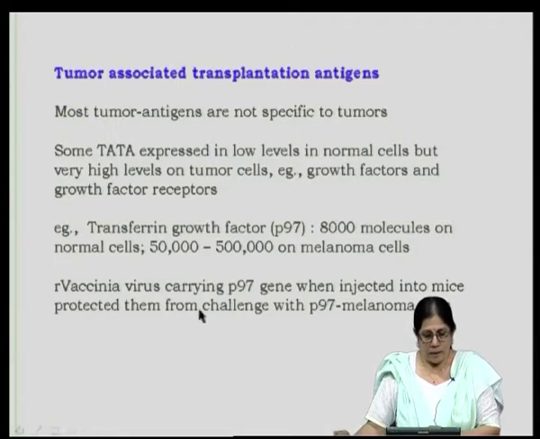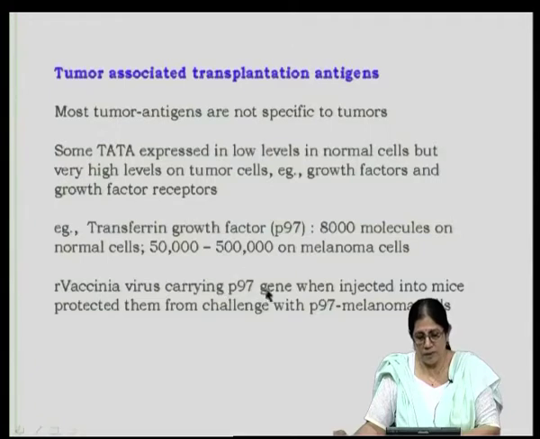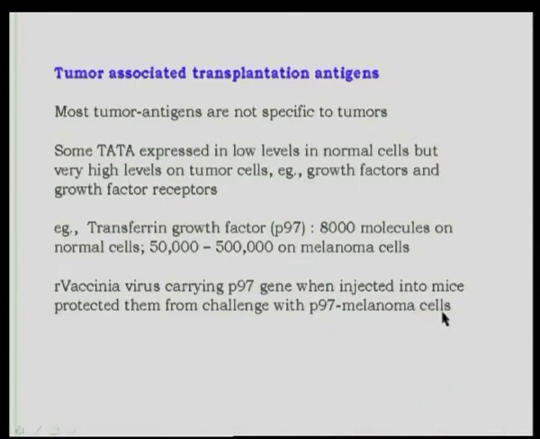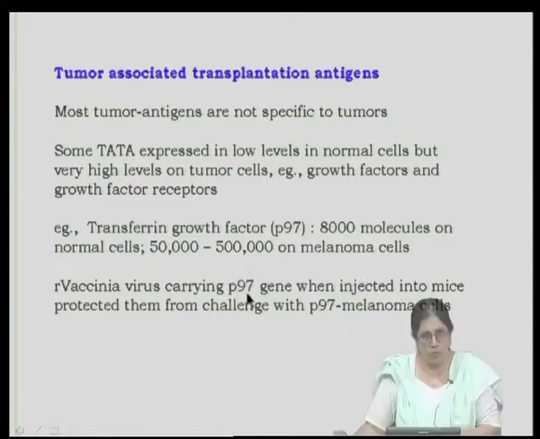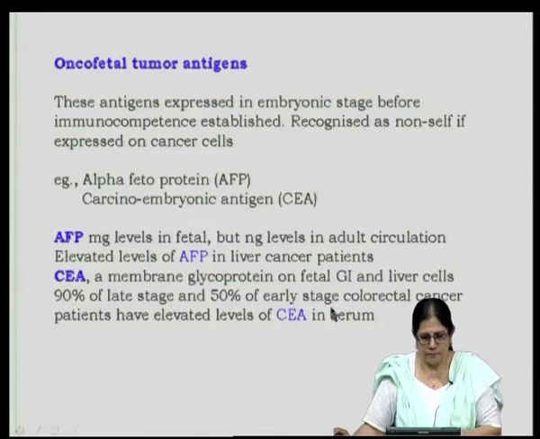Now, in association with P97 again, a recombinant vaccinia virus which carries the P97 gene, when injected into mice, protected them from challenge with P97 melanoma cells, again showing that one can generate an immune response to P97 and this could be protective.